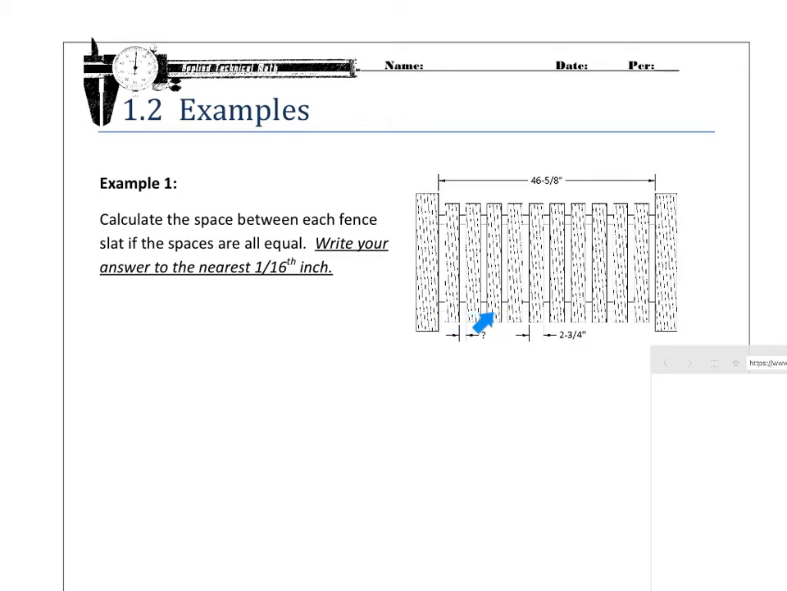1, 2, 3, 4, 5, 6, 7, 8, 9, 10 boards. Okay, so we got 10 boards in our fence here. And we have 11 spaces because there's one more space than there is boards, okay? Because there's a space to the left of each one and then one more space to the right.